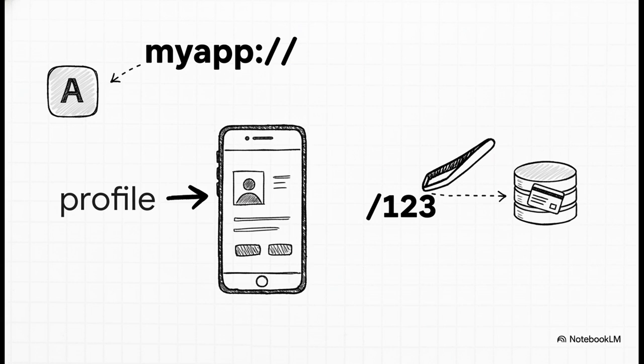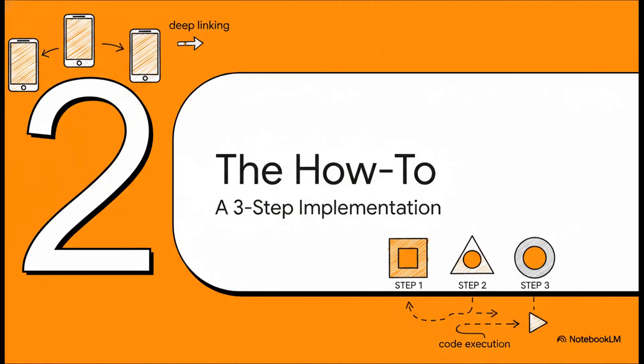Let's actually break one down. Take a look at this example. That first part, my_app, that's the scheme. It's like a secret handshake that tells your iPhone, hey, open this specific app. Then you've got profile, which is the host. That tells the app, okay, we're going to the profile section. And finally, that 1, 2, 3, that's the path. It's the specific piece of data, in this case, the ID for user 123. Simple, right?